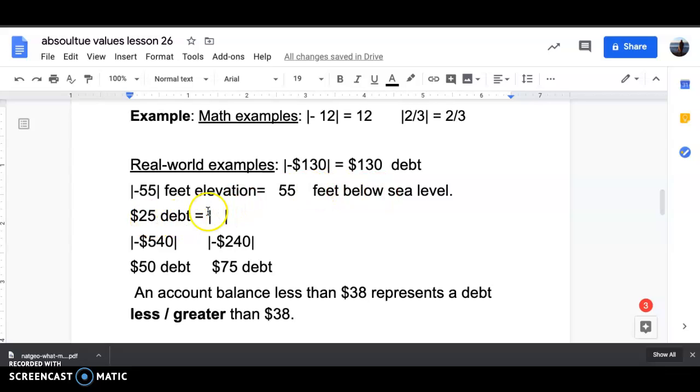So a $25 debt is, now this time it's asking us not to find the absolute value, but to put it inside the little absolute value squares. So if you have a $25 debt, that means you're negative, oops, yeah, negative $25.